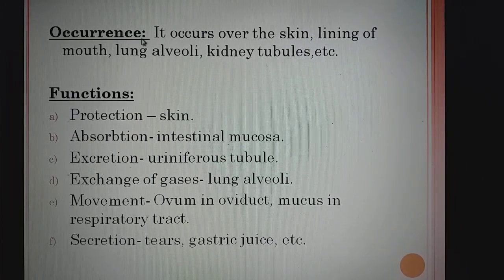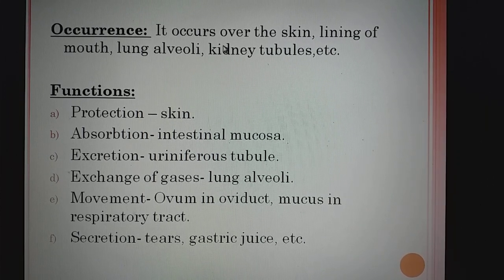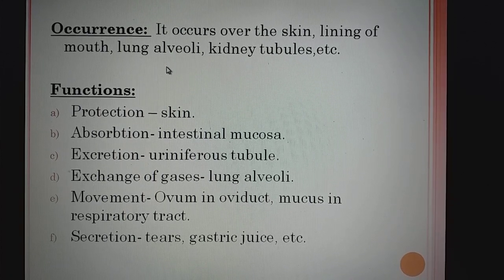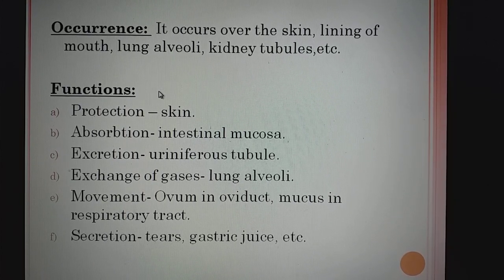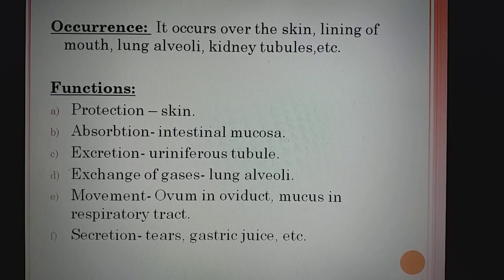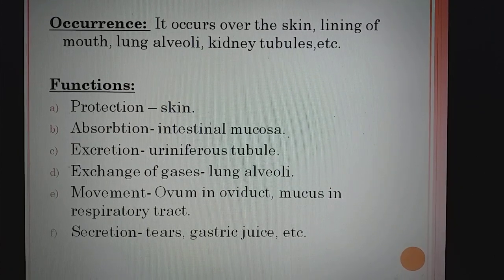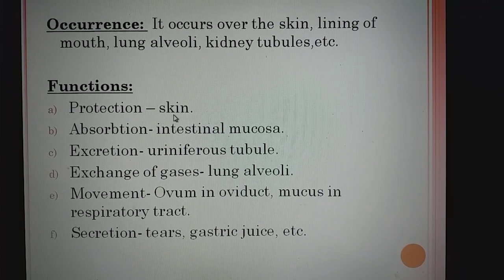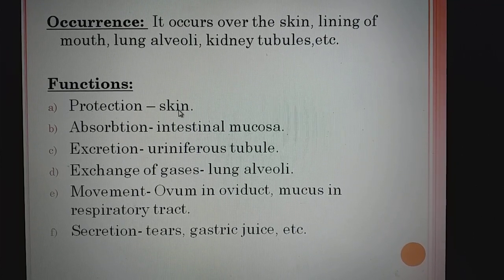Now occurrence, where we find this epithelial tissue. It occurs over the skin, lining of mouth, lung alveoli, kidney tubules, etc. Now functions of epithelial tissue. First function is protection. Example, skin. The skin protects us from drying up, from microbes, from chemicals and injuries. So this skin, as it protects the body, is also made up of epithelial tissue.